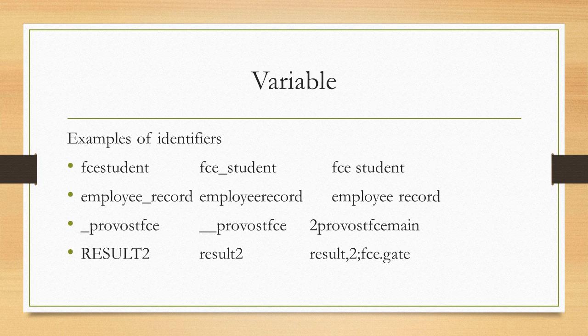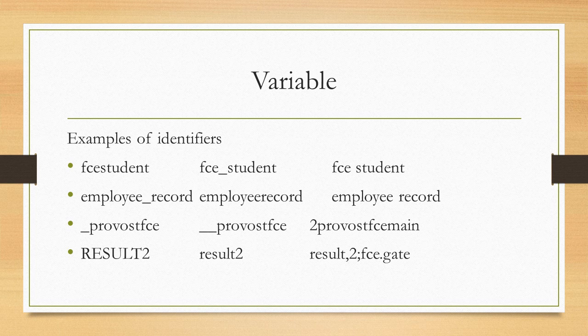Then look at the third one: provost FCE, underscore provost FCE, then double underscore provost FCE. They are all valid. Then look at the last one, digit-first provost FCE main. You just mentioned that an identifier must begin with a letter, and of course it can start with an underscore. So this one is starting with a digit, which makes it invalid.